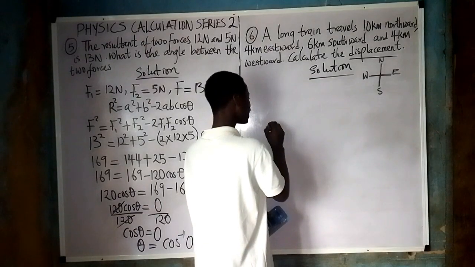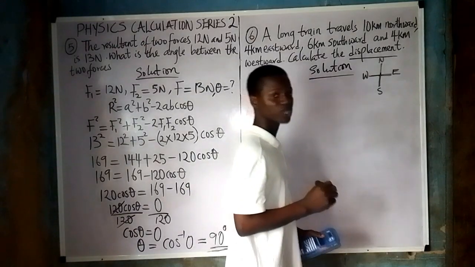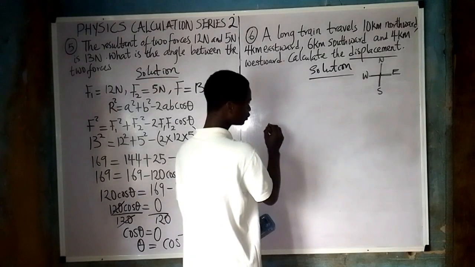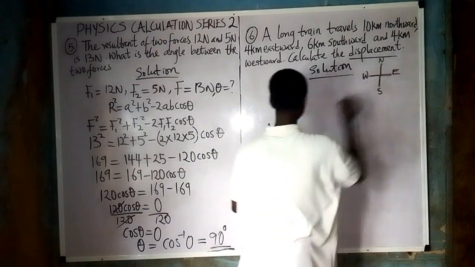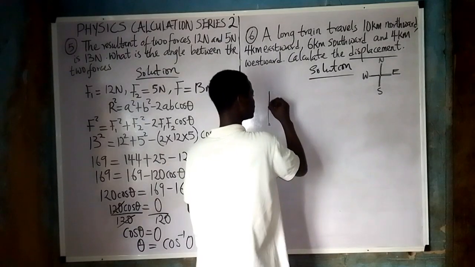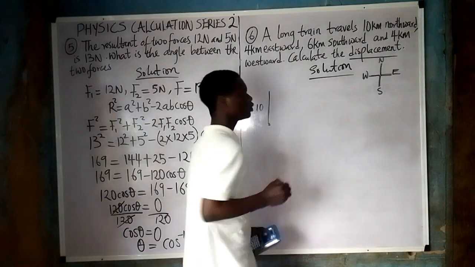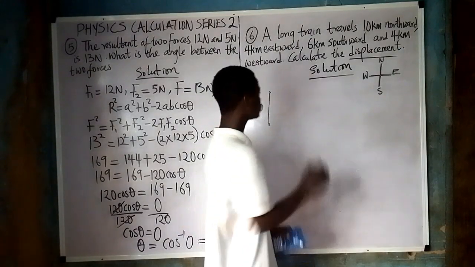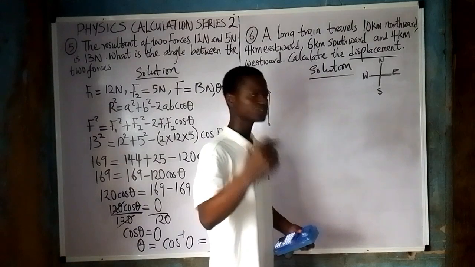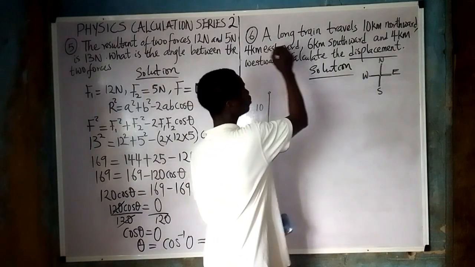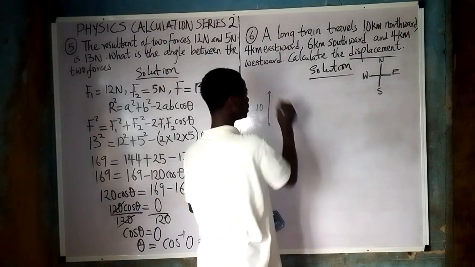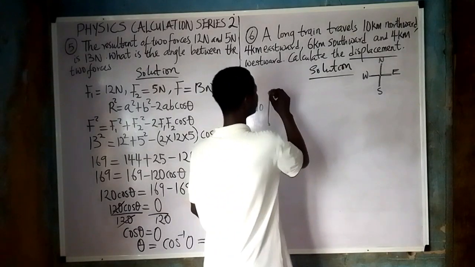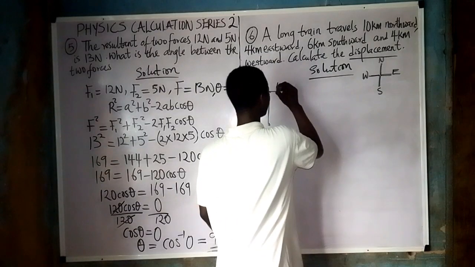Assuming this is the start point, they said a long train travels 10 kilometers northward, to the north. So from this start point, assuming you move northward, this is it, and the distance they said it covered was what? 10 kilometers. Now what else? They now said it was at this point, is it not? So this is also another point that will determine the next motion. They now said 4 kilometers eastward. From this place, it then moved where? To the east. For how long? For 4 kilometers.